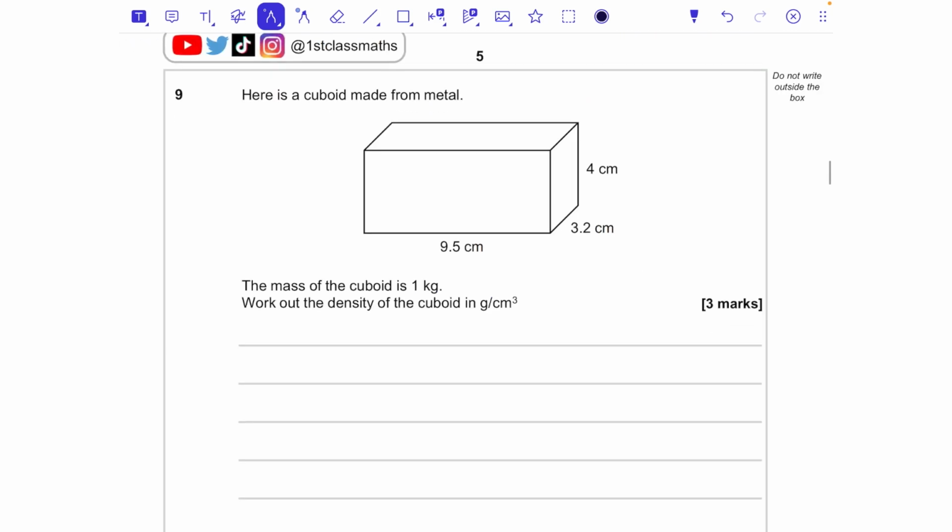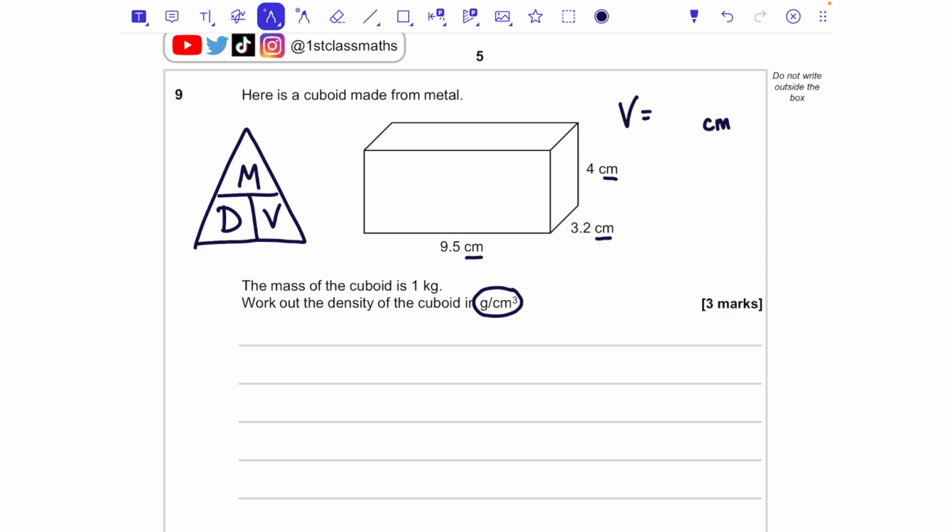Here is a cuboid made from metal. The mass of the cuboid is 1 kilogram. Work out the density of the cuboid in grams per centimetres cubed. So we've got centimetres, centimetres, centimetres here. I've got grams per centimetres cubed as my density. So I'm going to need that density formula triangle. Density, mass, volume. And if the density is in grams per centimetres cubed and the volume, once we work it out, is going to be in centimetres cubed, then we're going to want to make sure that the mass is in grams. So 1 kilogram is 1,000 grams, so that's what we're going to use.